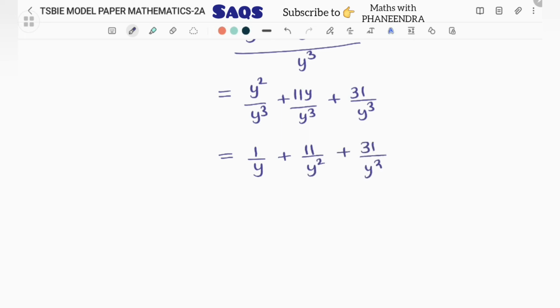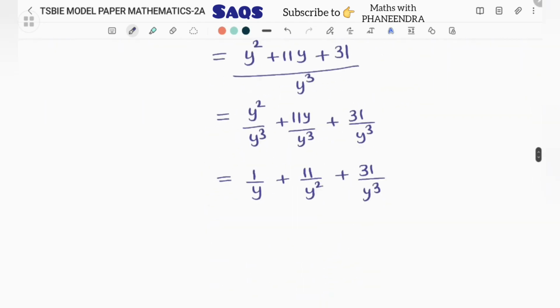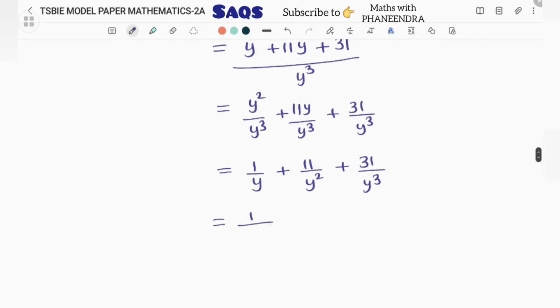But the question is in terms of x, so you also give the answer in terms of x. So wherever y is there, you have to replace it again with x minus 3. So which is equal to 1 by x minus 3 plus 11 by x minus 3 whole square plus 31 by x minus 3 whole cube. Hope you people understand now.